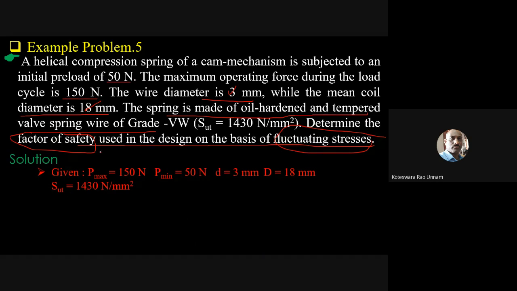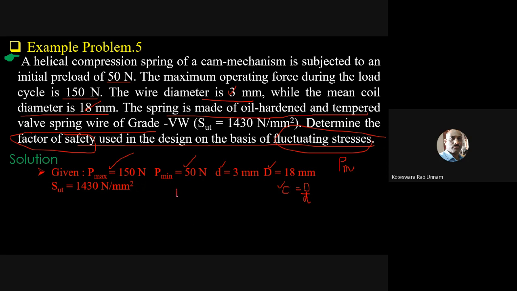So you can calculate P. You have P max and P min, so you can calculate P mean. PM is nothing but the average of these two. Then, since he has given the D value, capital D and small d, you can calculate the spring index. Spring index is nothing but capital D by small d. Both values are known to us, so you can calculate C.